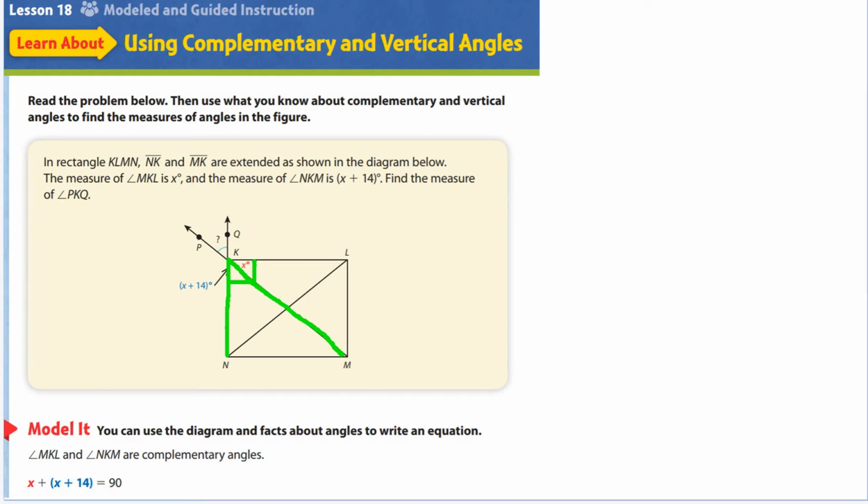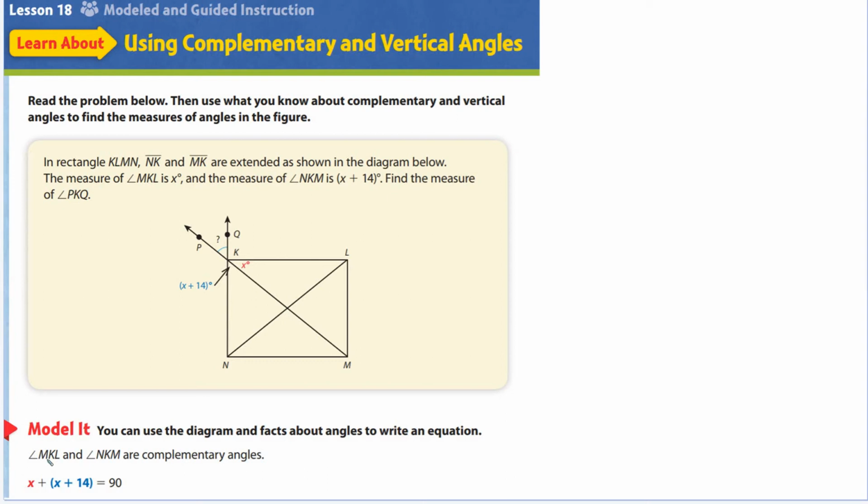Find the measure of angle PKQ. This one right here. Think about what that would be. Another clue. But they're looking for the value of it, or the measure of it, obviously. So let's model it. You can use the diagram and facts about angles to write an equation.